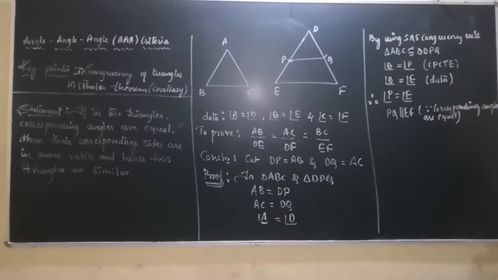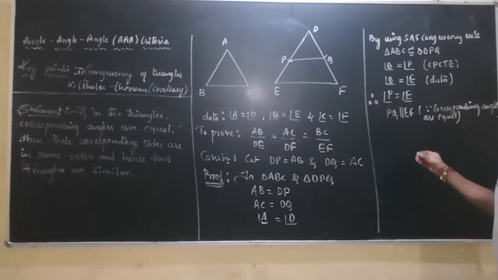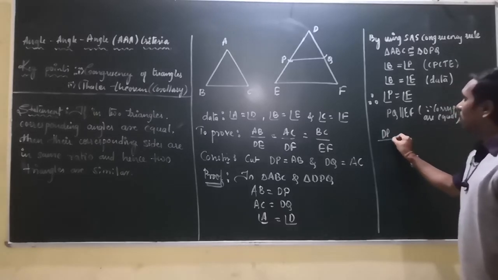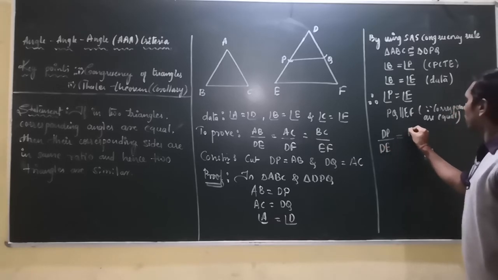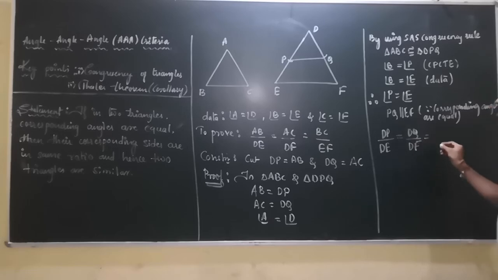Once you have written PQ is parallel to EF, now you can apply the Thales theorem for this triangle. By using the third corollary of the Thales theorem, I can write that DP by DE is equal to DQ by DF is equal to PQ by EF. This is by the Thales theorem.